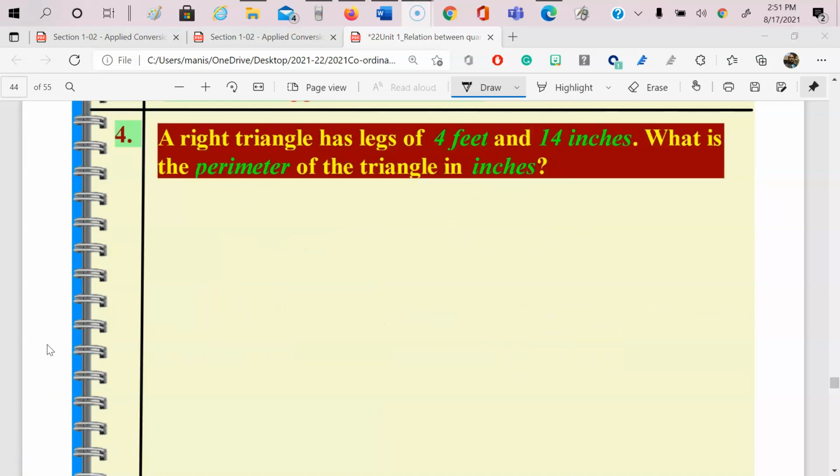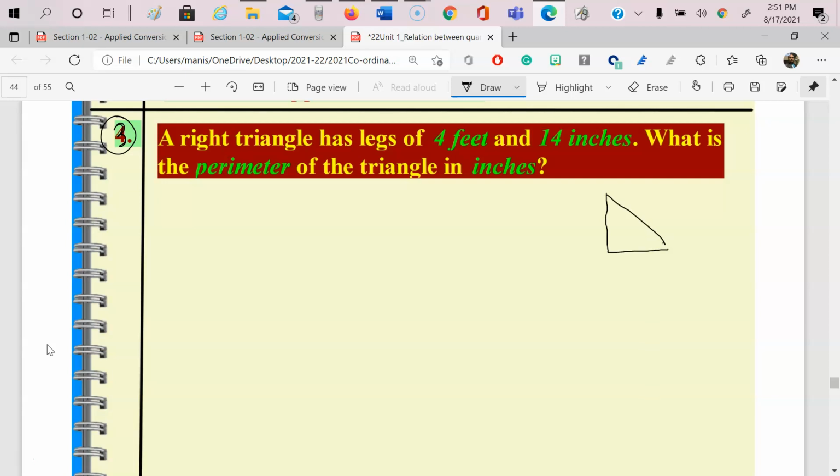Okay, let's look at question number 3. So I will change this to question number 3 over here. A right triangle has legs of 4 feet and 14 inches. What is the perimeter of the triangle in inches? So they're talking about right triangle. So let me draw a right triangle over here. So this is my right triangle over here.